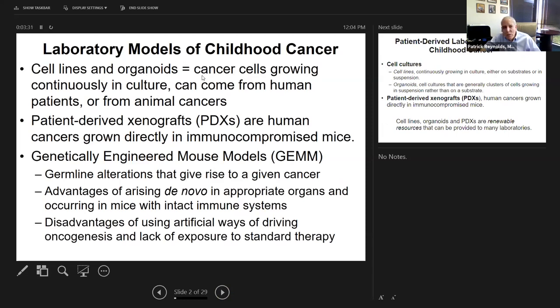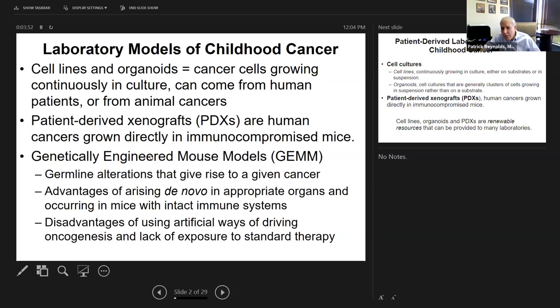Cell lines, and then the newer version of these, organoids, which are cells growing continuously in culture. They can come from either human patients or animal cancers. Patient-derived xenografts, which are human cancers grown directly into immunocompromised mice, so you don't go through the selection pressure of going in vitro first. And then genetically engineered models.